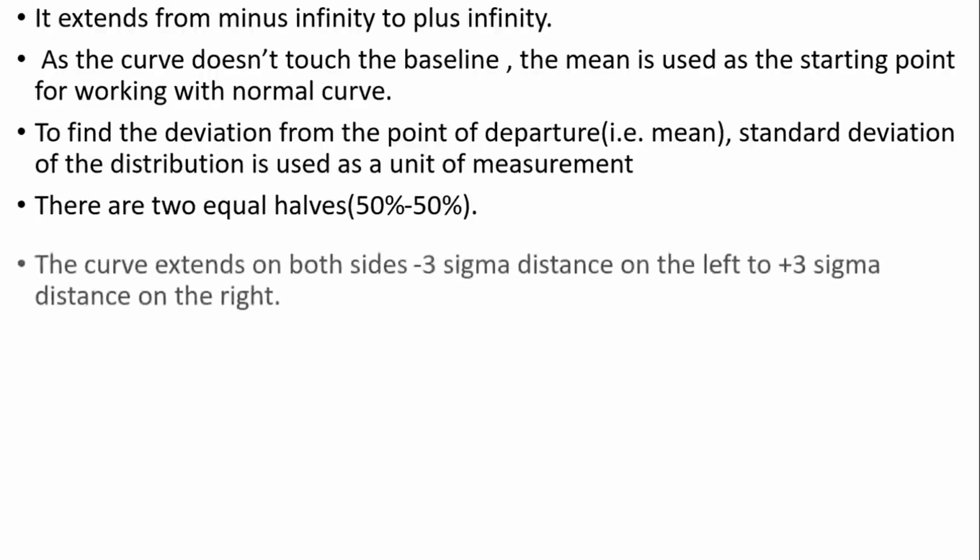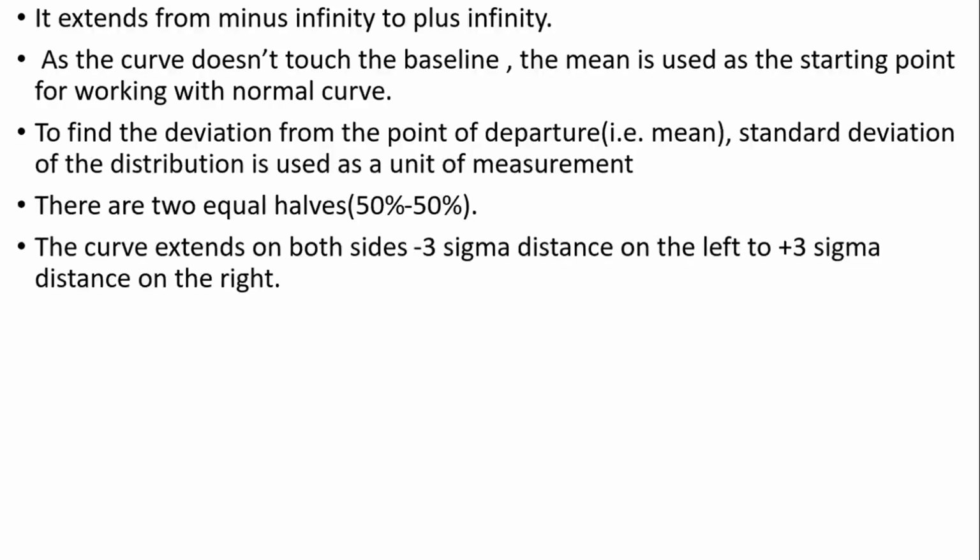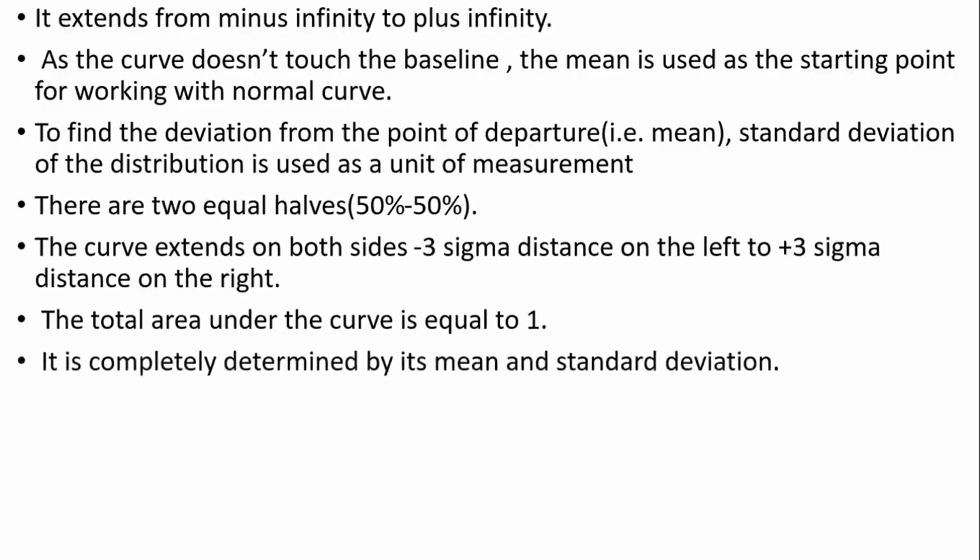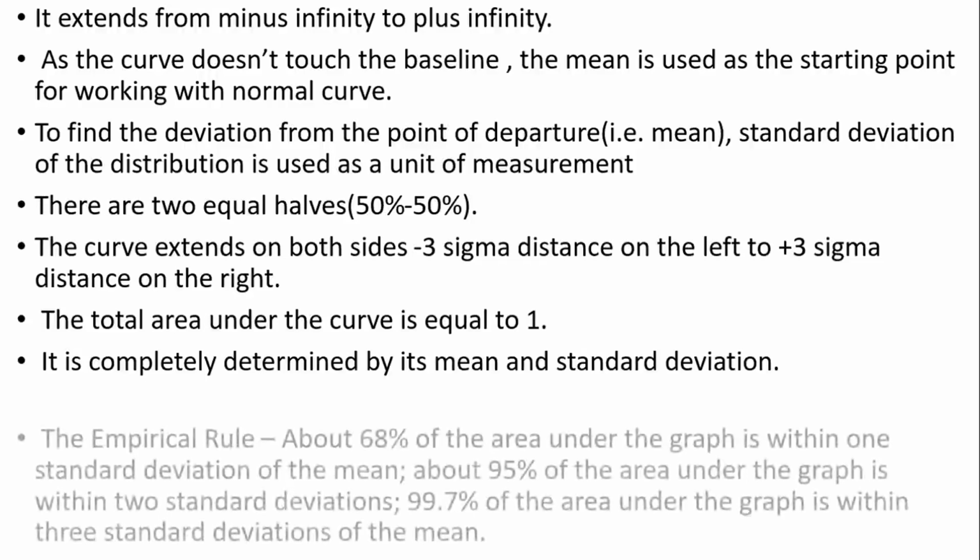As two equal halves, the curve extends to both sides, from minus 3 sigma distance on the left to plus 3 sigma distance on the right. Total area under the curve is equal to 1. It is completely determined by its mean and standard deviation.